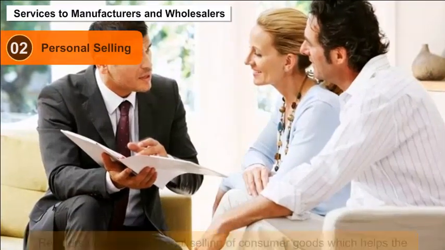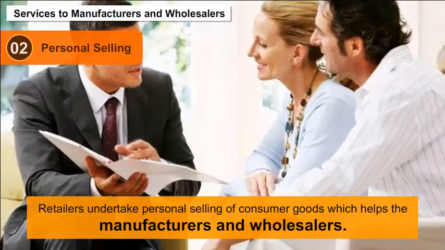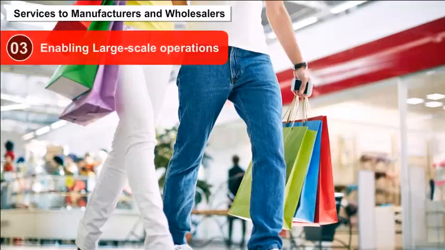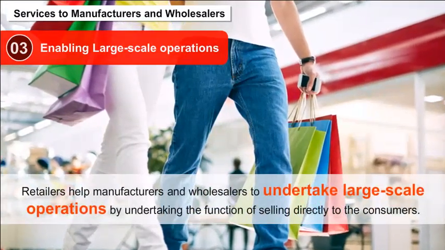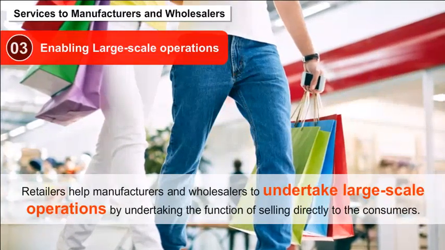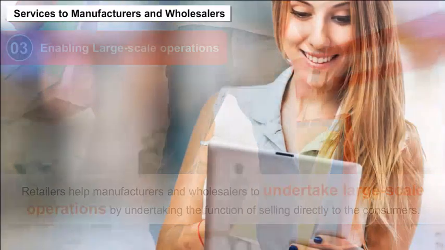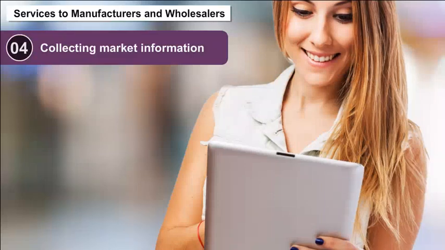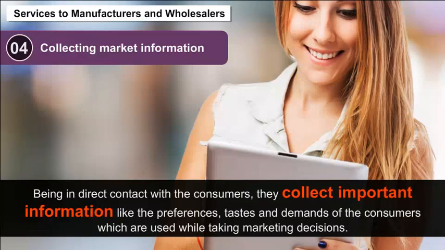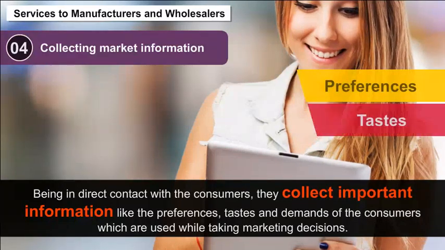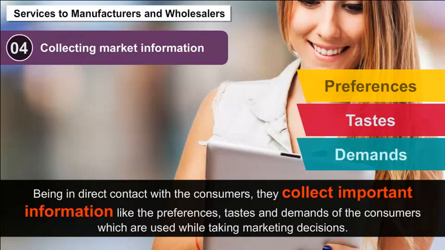Personal selling. Retailers undertake personal selling of consumer goods, which helps the manufacturers and wholesalers, enabling large-scale operations. Retailers help manufacturers and wholesalers to undertake large-scale operations by undertaking the function of selling directly to the consumers. Collecting market information. Being in direct contact with the consumers, they collect important information like the preferences, tastes and demands of the consumers, which are used while taking marketing decisions.